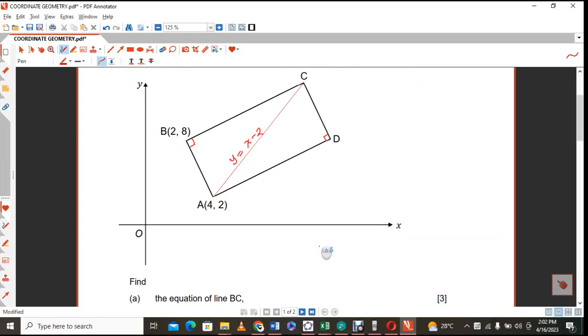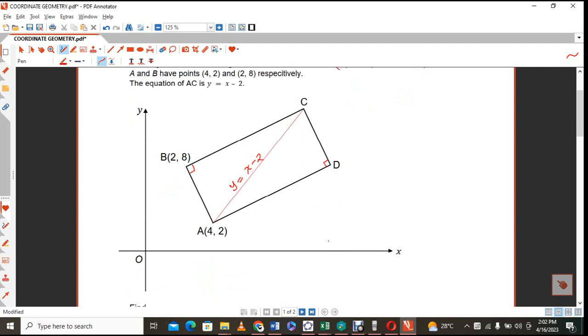Something else they say: we must find the equation of line BC. We'll put it in y = mx + c form. So I need to know where this line will cut the y-axis, the y-intercept, and what is the gradient of this line?